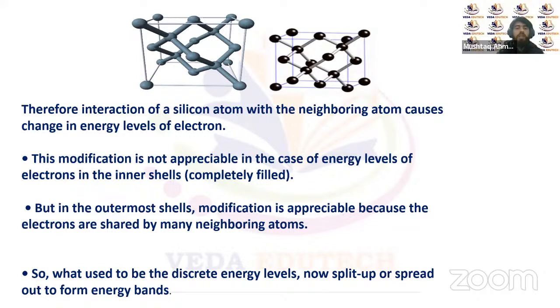Now talking about the inner electrons, their interaction is not much appreciable in the case of crystals. But it is very much appreciable in the case of the outermost electrons, which we call valence electrons. The discrete energy levels, because of the interaction, get split out to form a band of energies. That's what we call energy bands.